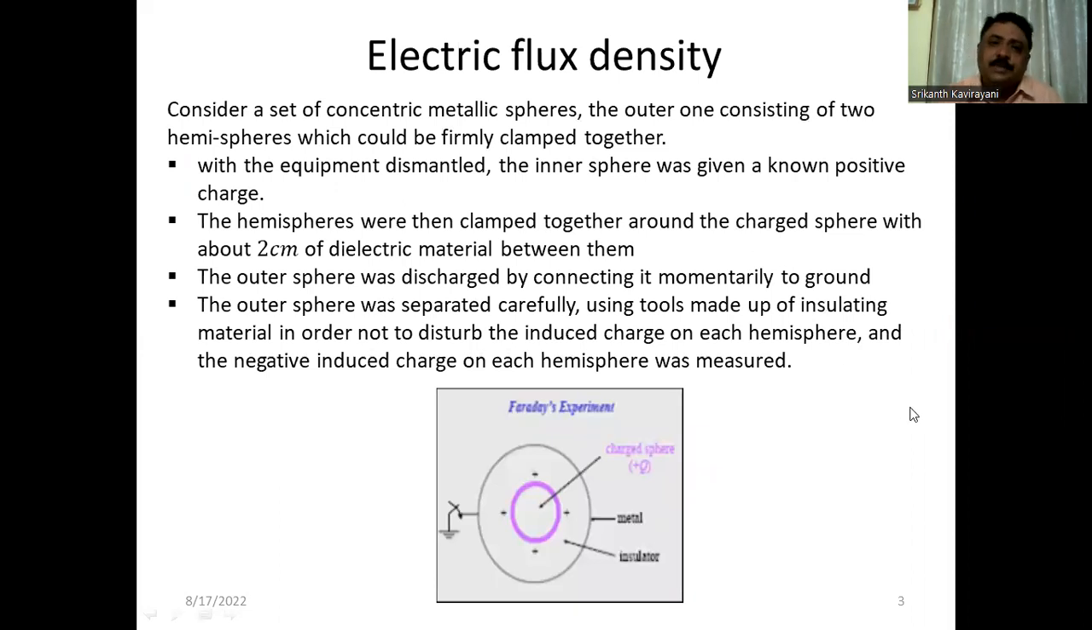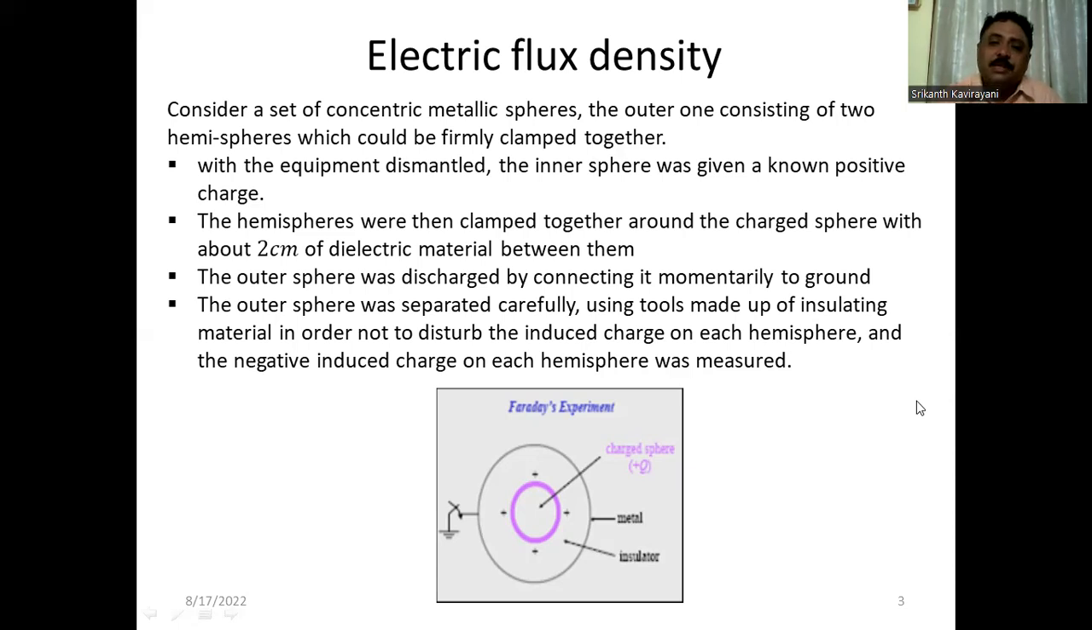So the electric flux density, if we are trying to understand this concept, can be understood by Faraday's experiment, where we consider a set of concentric metallic spheres, where the outer one consists of two hemispheres which could be firmly clamped together. Let us say, with the equipment dismantled, the inner sphere was given a known positive charge. The hemispheres were then clamped together around the charged sphere with about 2 centimeters of dielectric material between them. The outer sphere was discharged by connecting it momentarily to ground, and the outer sphere was separated carefully.